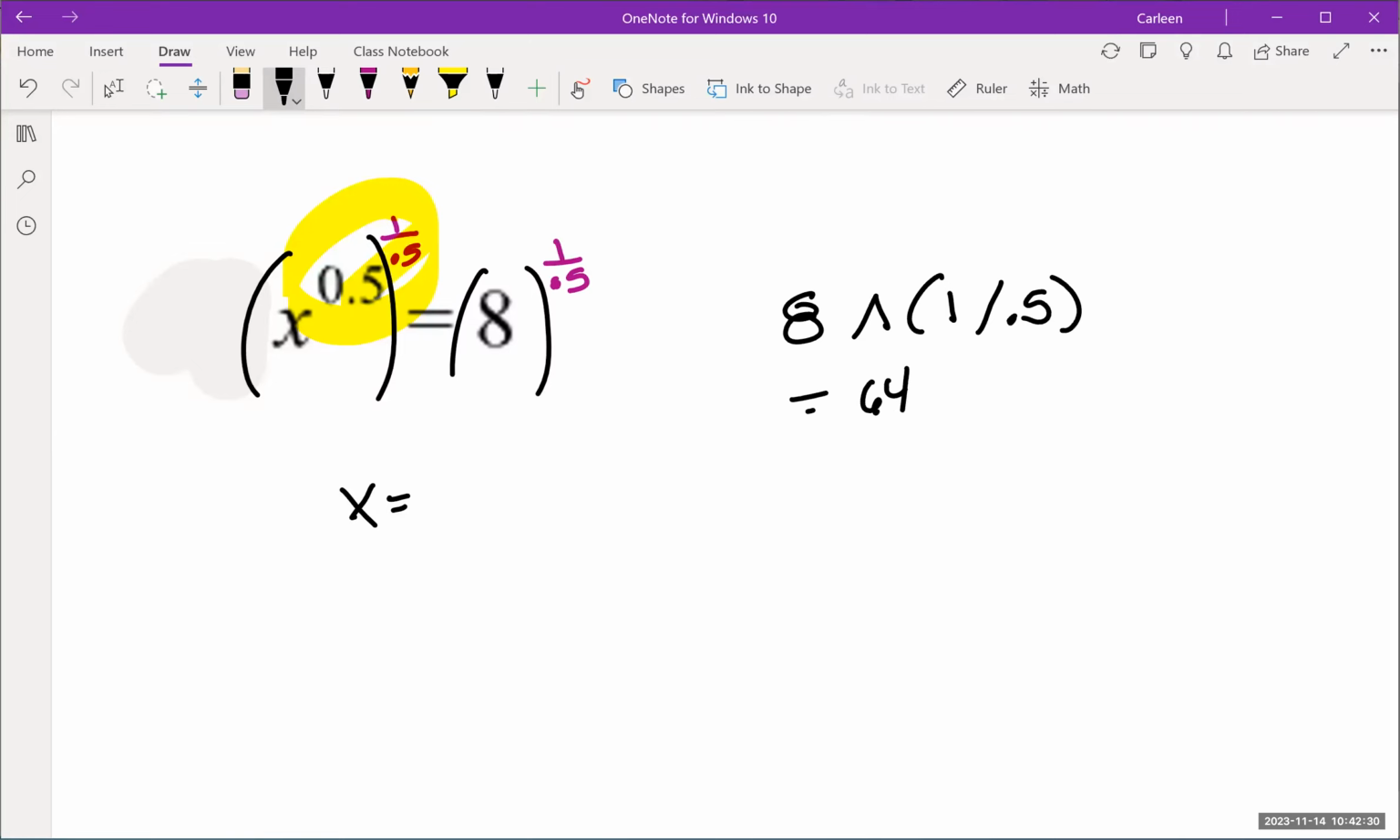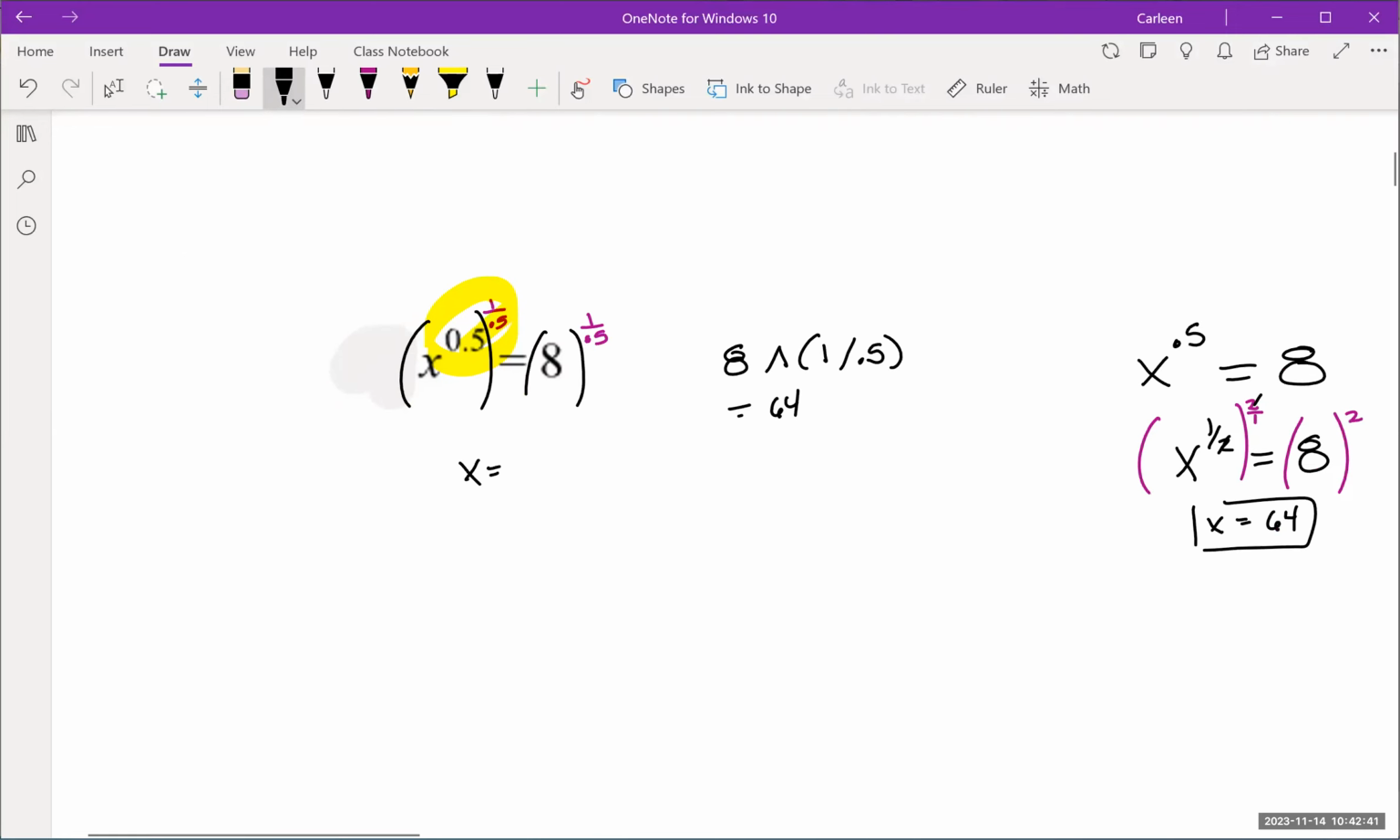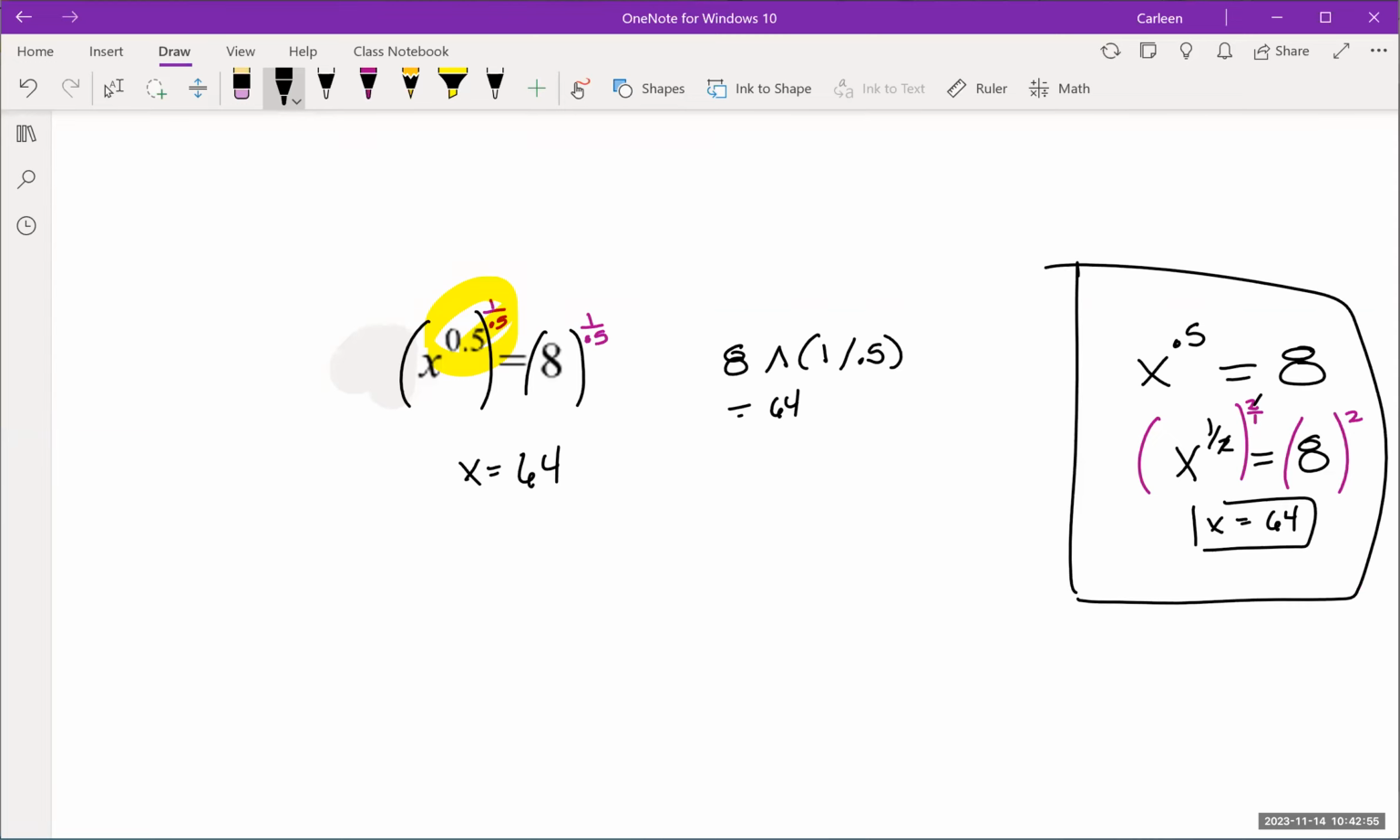Because 1 divided by 0.5 is 1 divided by 1/2. Dividing fractions easy as pie, flip the second and multiply. So X is 64. Whatever that decimal is, you can just raise it to the 1/whatever that decimal is, and you can get the correct answer. When it's 1/2, this method probably makes more sense. But if it's some crazy decimal, we're going to use that shortcut.